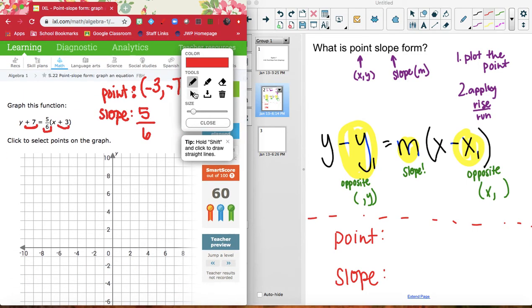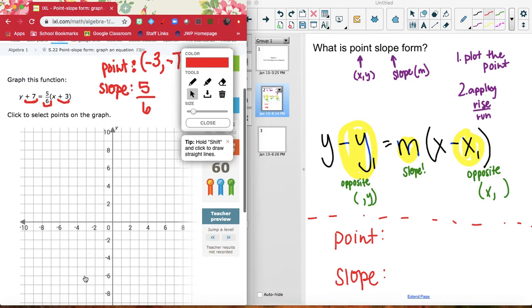Then I just have to plot that information. First thing, I plot the point that I found, so -3, -7. My x value is -3, my y value is -7. That's -7, that's -3. Okay, notice I'm double checking. I don't want to get that wrong just because I accidentally plotted that in the wrong spot. And then my slope, I apply from this point. I'm going up 5 because it's positive 5. So 1, 2, 3, 4, 5 over 6. 1, 2, 3, 4, 5, 6.